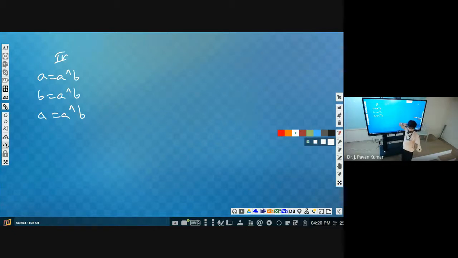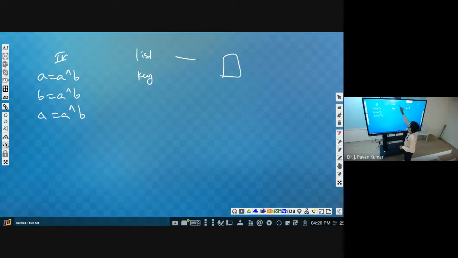In the last lab, I think yesterday only, right? Lab connect. Yeah. We had discussed one problem: a list of numbers will be given and a key will be given. Whether this key is present in the list or not, we have to find. So what is the input for this program? The list and the key. Both will be the input.